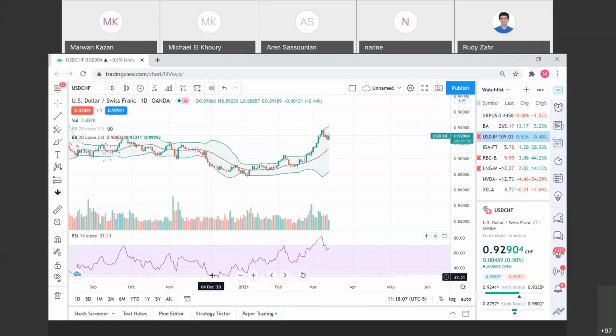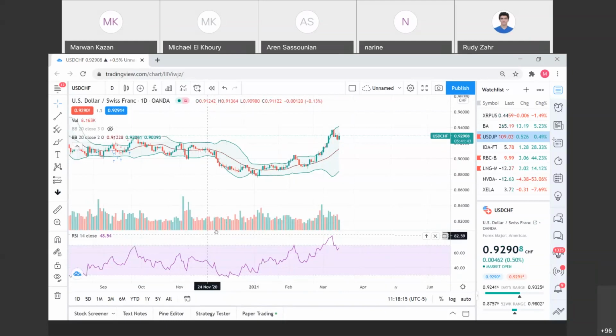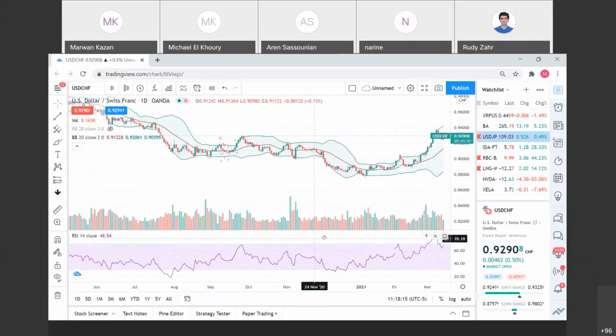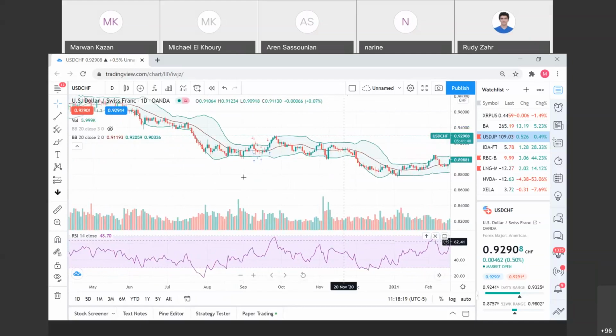So wait for it to go down a little bit deeper inside. Another example is here. Now, the price touched the low band, so we have to buy.